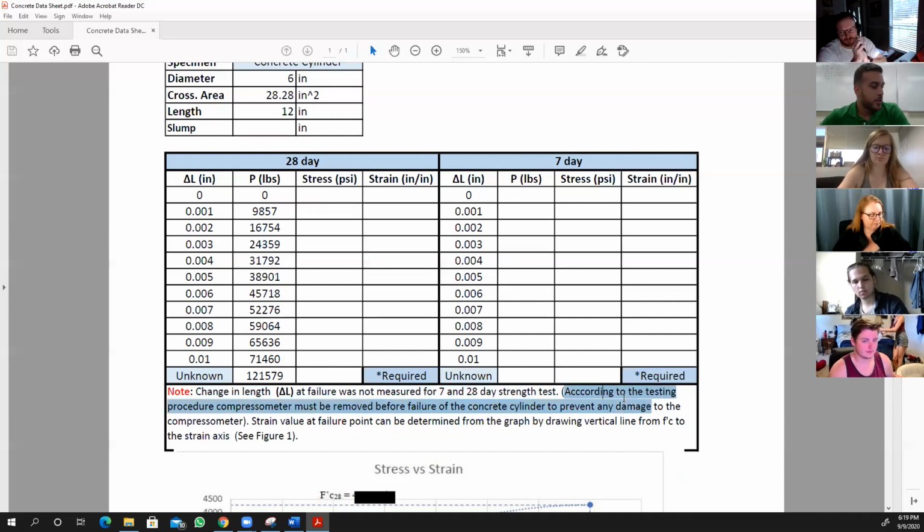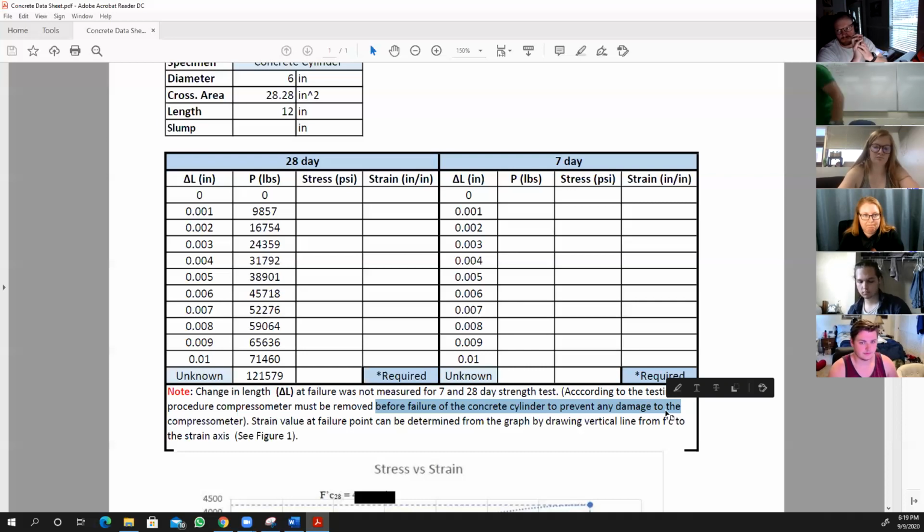According to the testing procedure, compressometer must be removed before failure of the concrete cylinders to prevent any damage to the compressometer because they're expensive. This is an extensometer because it's extending, elongating. This is for steel sample or aluminum sample for tensile. And I have another one for compression. That's why it's called compressometer.